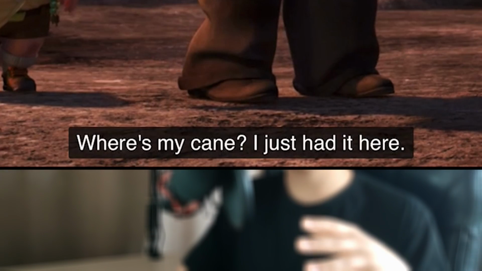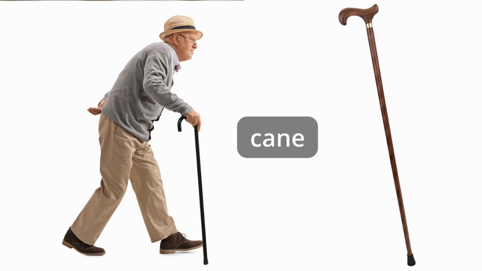Like cane. He said, where's my cane? And then this bird is throwing up the cane. So this is clearly a cane. Now you know that this thing is a cane. Or for example, look at this.